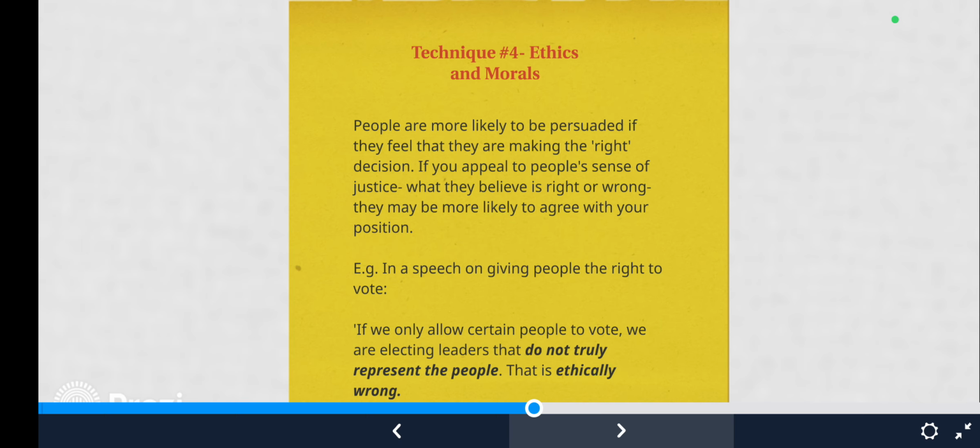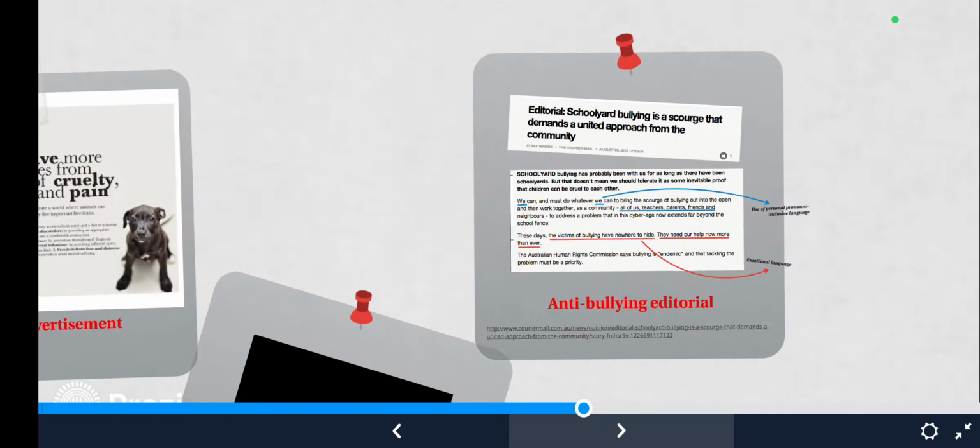For example, in a speech of giving people the right to vote, you can say something like this, or you can write something like this: If we only allow certain people to vote, we are electing leaders that do not truly represent the people. That is ethically wrong. Okay, that is technique number 4.